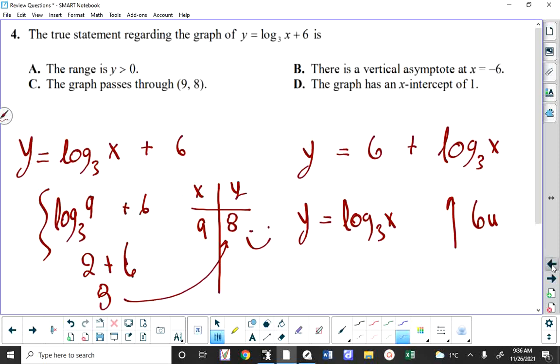So, negative 6 is not in the domain of the function. You cannot use negative 6, but that doesn't mean there's an asymptote there. So, no, that wouldn't work. Other questions?